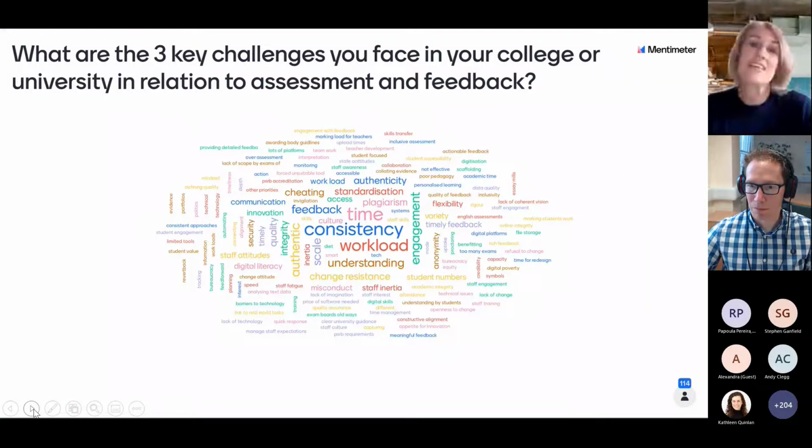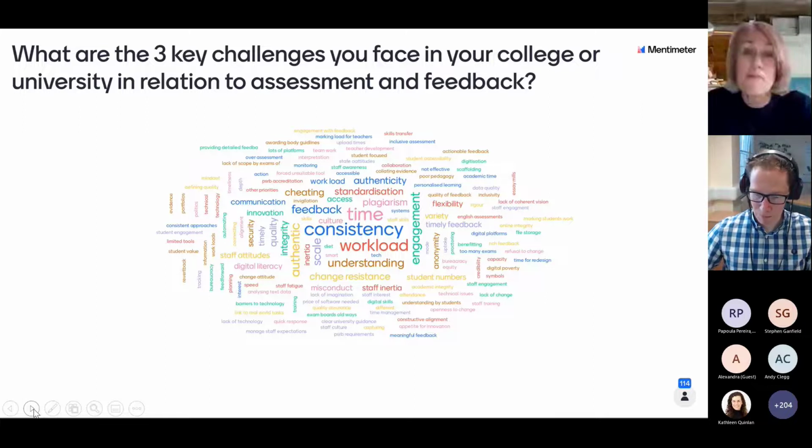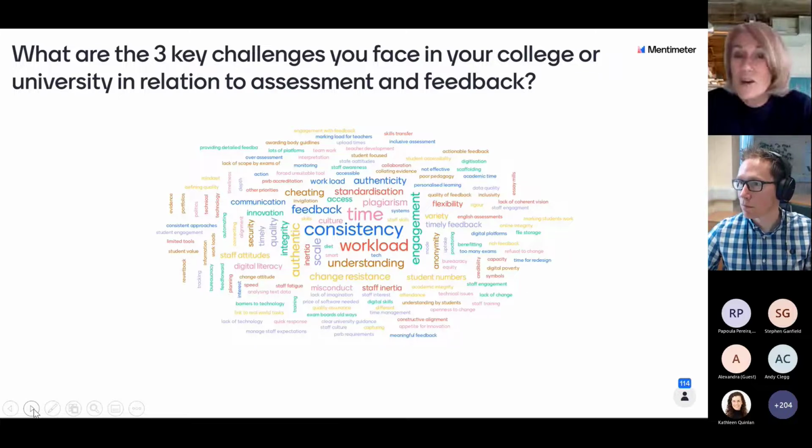But one I prepared earlier, and an activity that we've run in a number of workshops that we've been doing around the country in relation to this theme, those were some of the challenges that came back from our previous workshops. And I don't think any of those words will be a surprise. I think we see in there that consistency, workload, cheating, feedback are all the terms that perhaps come through when we're talking around this topic as some of the challenge areas.